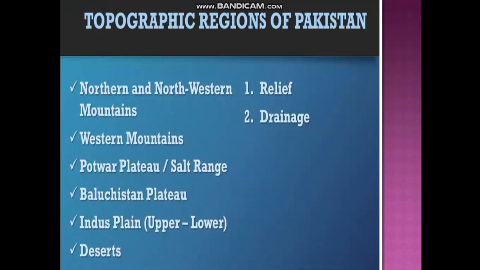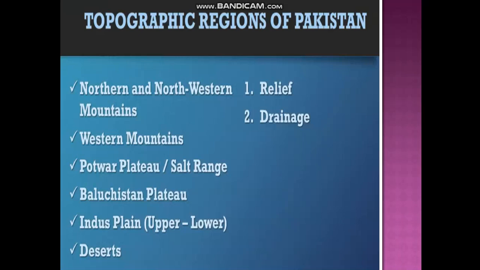Well, the land of Pakistan can be divided into six topographic regions. One is the northern and northwestern mountains, western mountains, Potwar Plateau, Salt Range, Balochistan Plateau, Indus Plain, that is upper and lower, consisting of Punjab and Sindh, and deserts. These are the topographic regions of Pakistan.